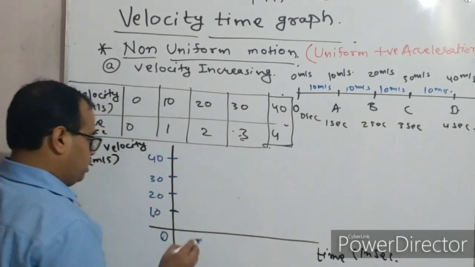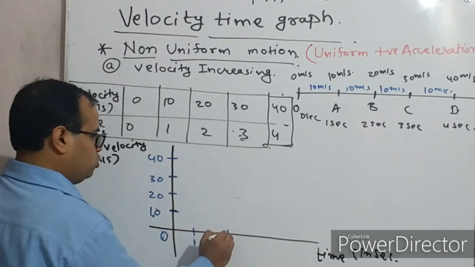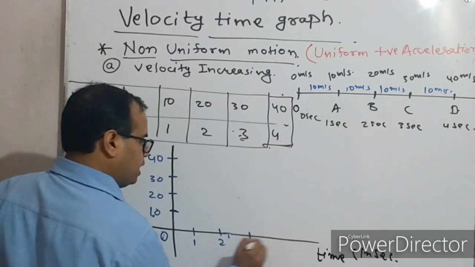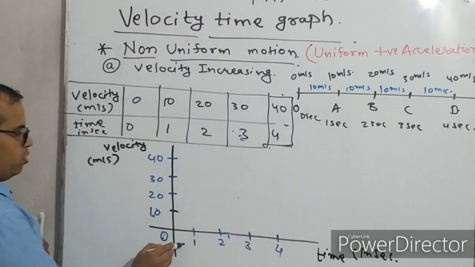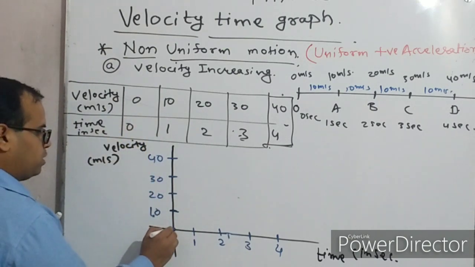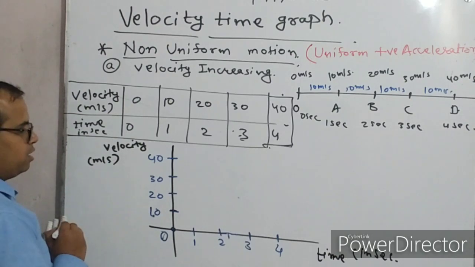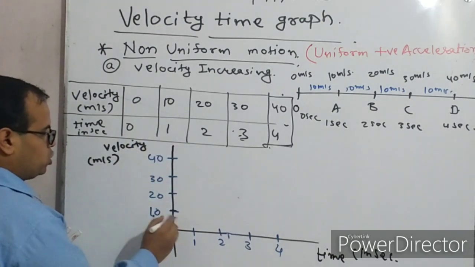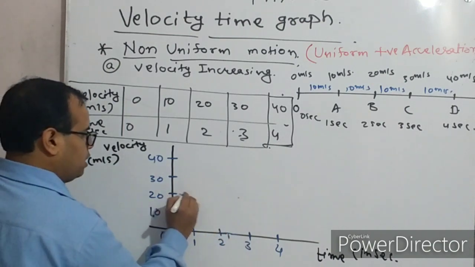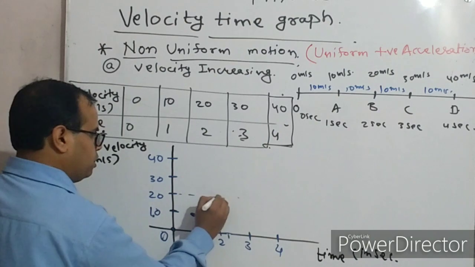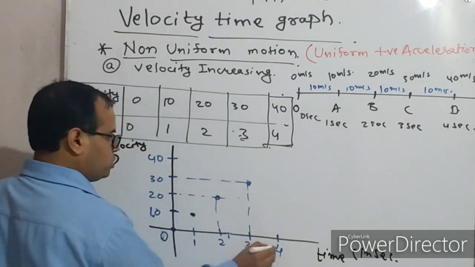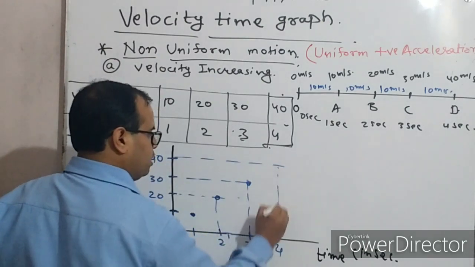Then we have this is 1, 2, after that here we have 3, then we have 4. Now at 0 second the velocity is 0, so it is somewhere here. Then at 1 second it is 10, so it is somewhere here. Then at 2 second it is 20, so it will be somewhere here. Then at 3 second it is 30, so it is here. And at 4 second it is 40, so it will be here.